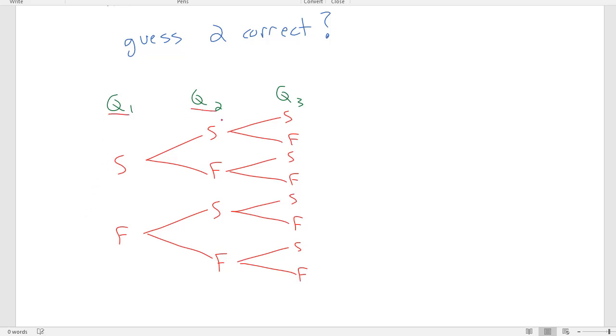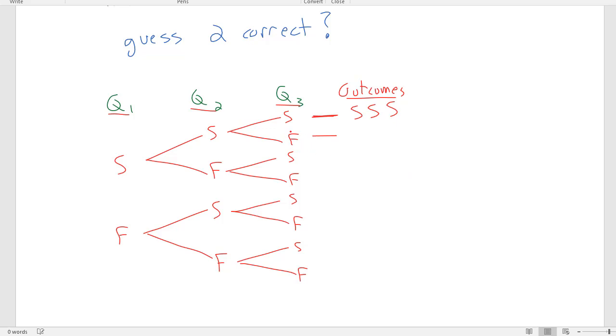So if this is how I could successfully answer each question, let's look at all the possible outcomes. Remember, the beauty of the tree diagram is I can just connect all of these branches together. So if I look at this first branch, let me move backwards. So question 1 was success, question 2 was success, question 3 was success, and there's 3 successes in a row.